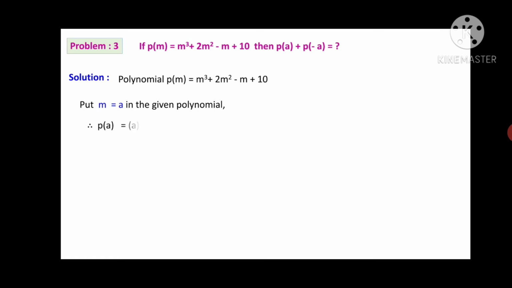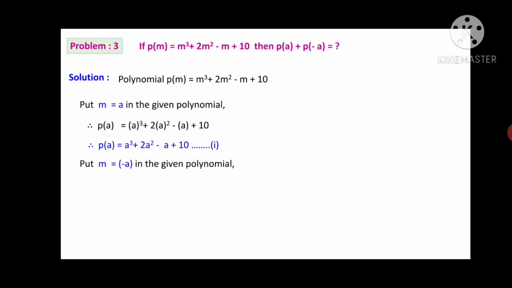So you will get that p of a is equal to a cube plus 2 into a square minus a plus 10. So p of a is equal to a cube plus 2a square minus a plus 10. It is equation 1. Put m is equal to minus a in the given polynomial. Therefore, p of minus a is equal to (minus a) raised to cube plus 2 (minus a) raised to square minus (minus a) plus 10. Therefore, p of minus a is equal to minus a cube plus 2a square plus a plus 10.